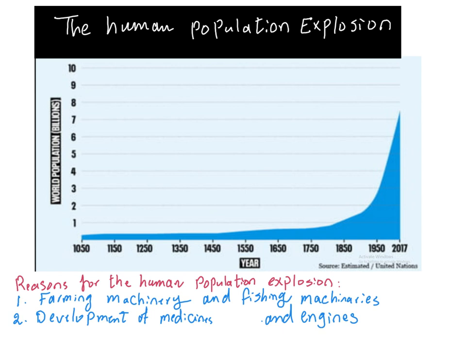Look at this graph. It shows you the growth of human population over the years, starting from 1050 until 2017. You can see that the population wasn't exponentially increasing until 1750, and then there was a higher rise in the population growth, but now it's exponentially increasing from the 1850s until now. And what is the reason behind the human population explosion? We can say farming machinery and fishing machinery, development of medicines and engines.